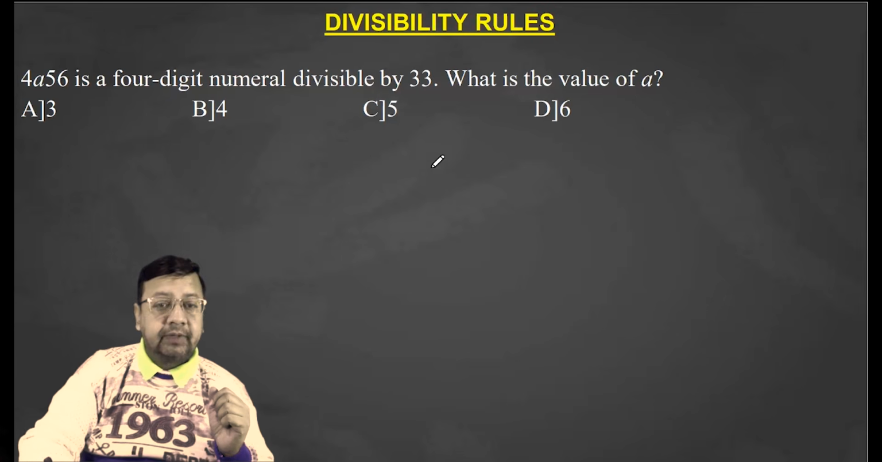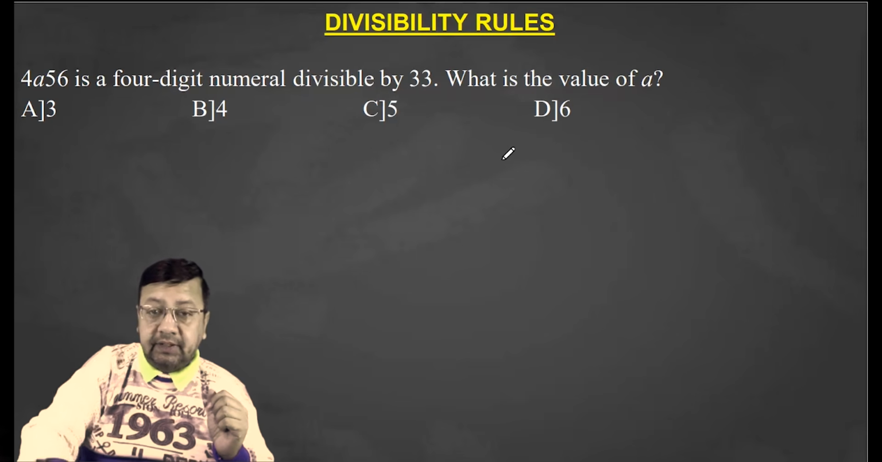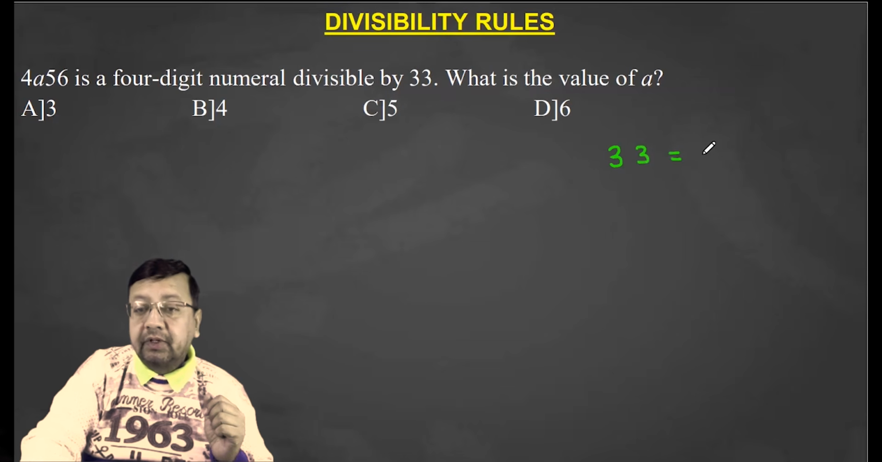Okay, so this is 4A56, the 4-digit number. I need to check the divisibility by 33. So 33, what to do first? This is a composite number. So break this number into factors, and this is 3 into 11.